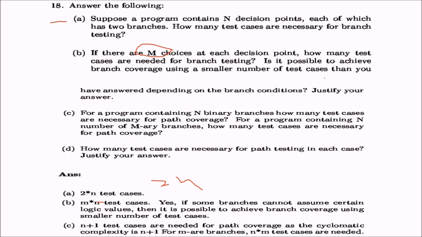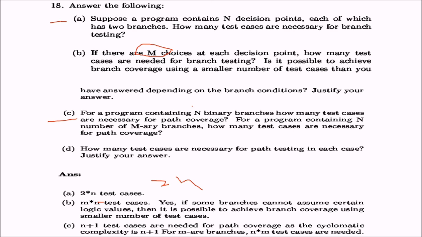Second, is it possible to achieve branch coverage using a smaller number of test cases? Then the answer depends on the branch condition. Justify your answer. Yes, if some branches cannot assume certain logic values, then it is possible to achieve branch coverage using a smaller number of test cases also.